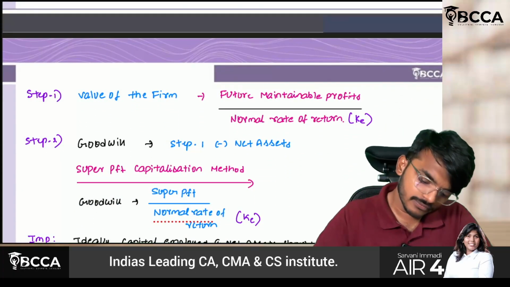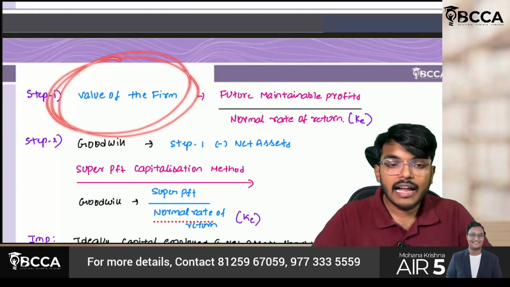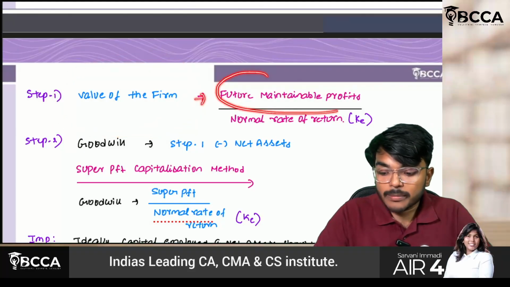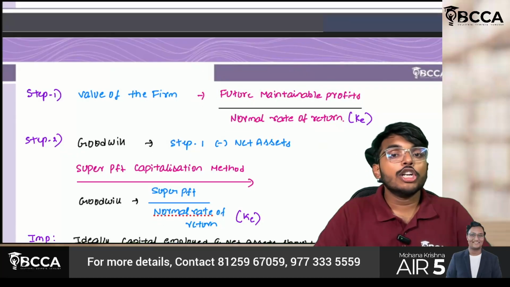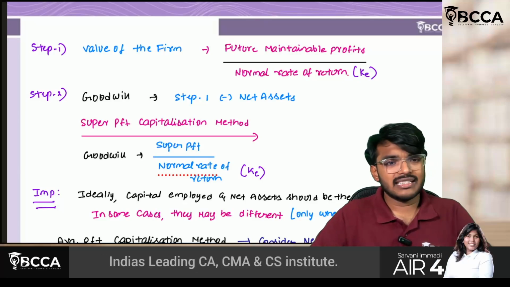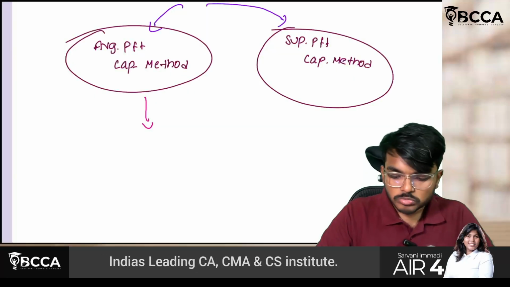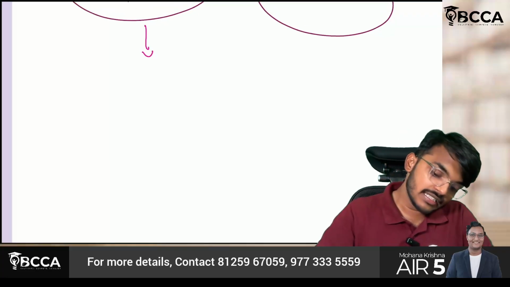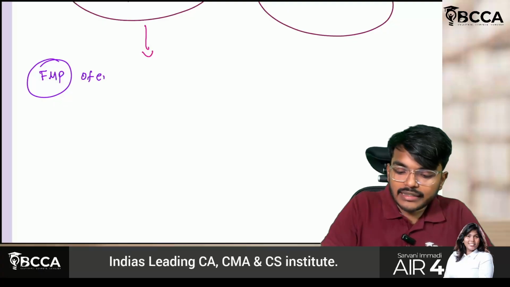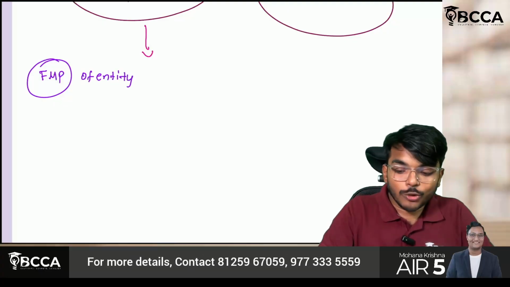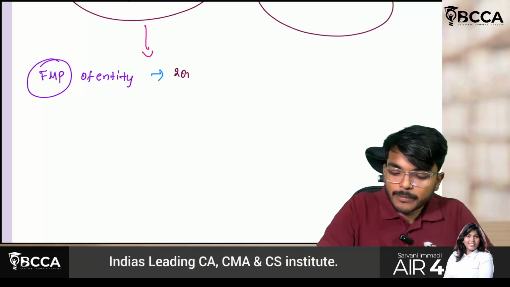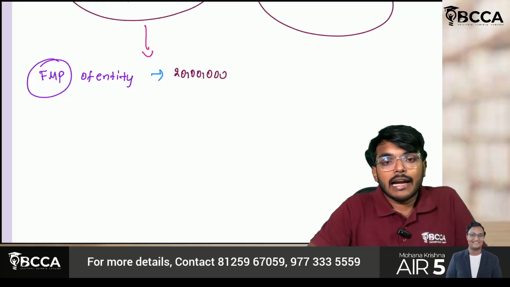First, let us understand the formula. First, you have to calculate the value of the firm. Sir, what is my value of the firm? This is nothing but future maintainable profit divided by normal rate of return. Sir, can you please give me an example so that we will understand? Answer is yes. Assume I have calculated the future maintainable profit of the entity, and I have found that it is 20 lakh rupees.